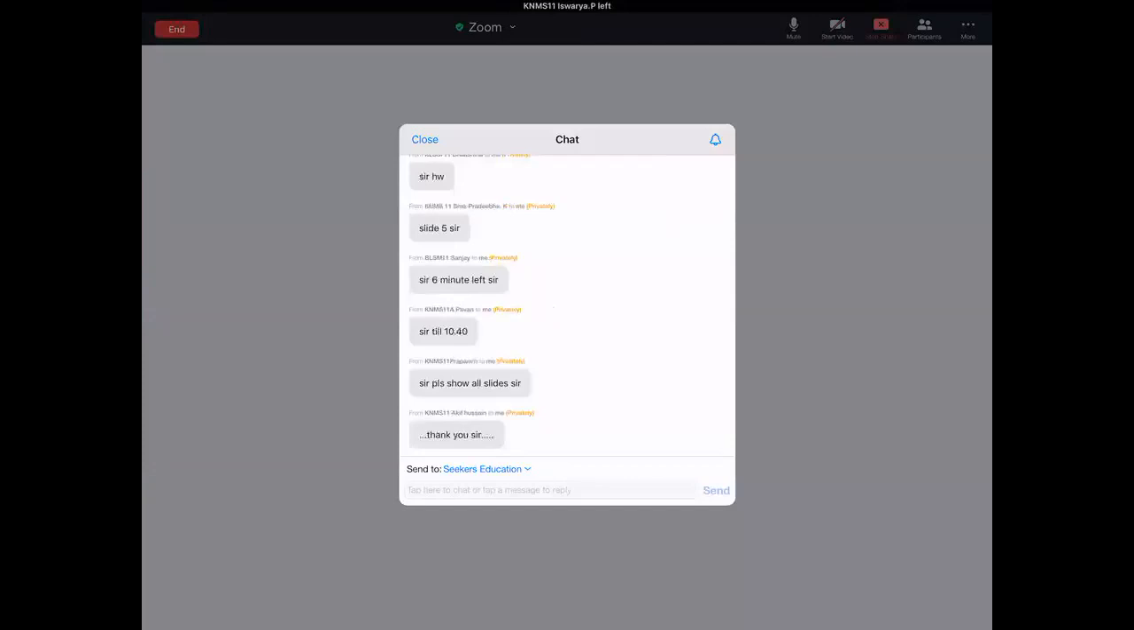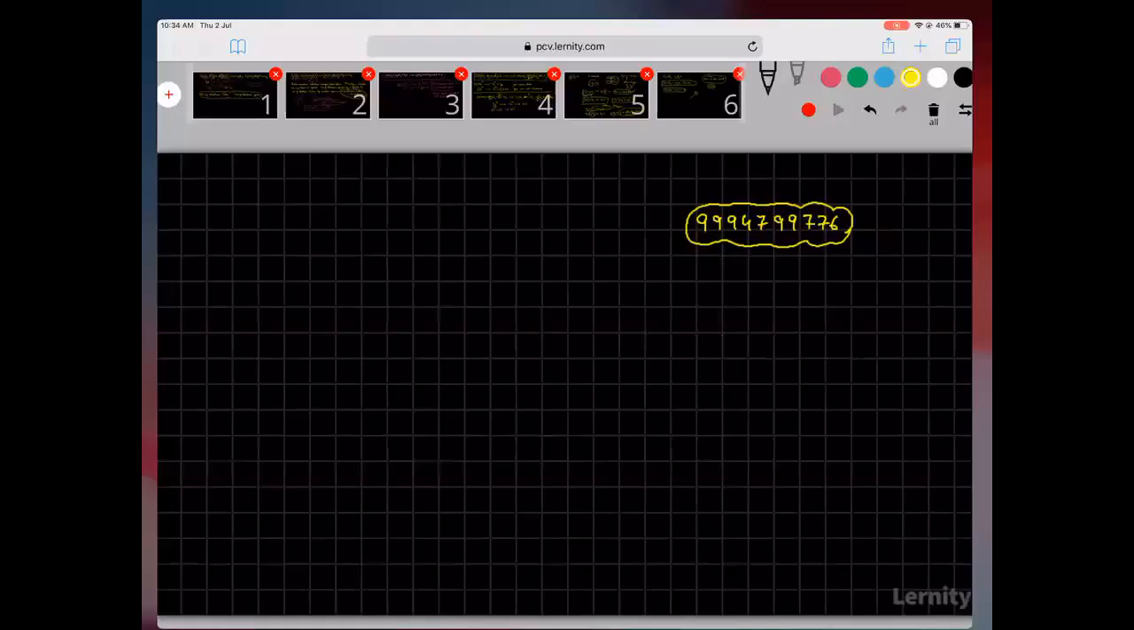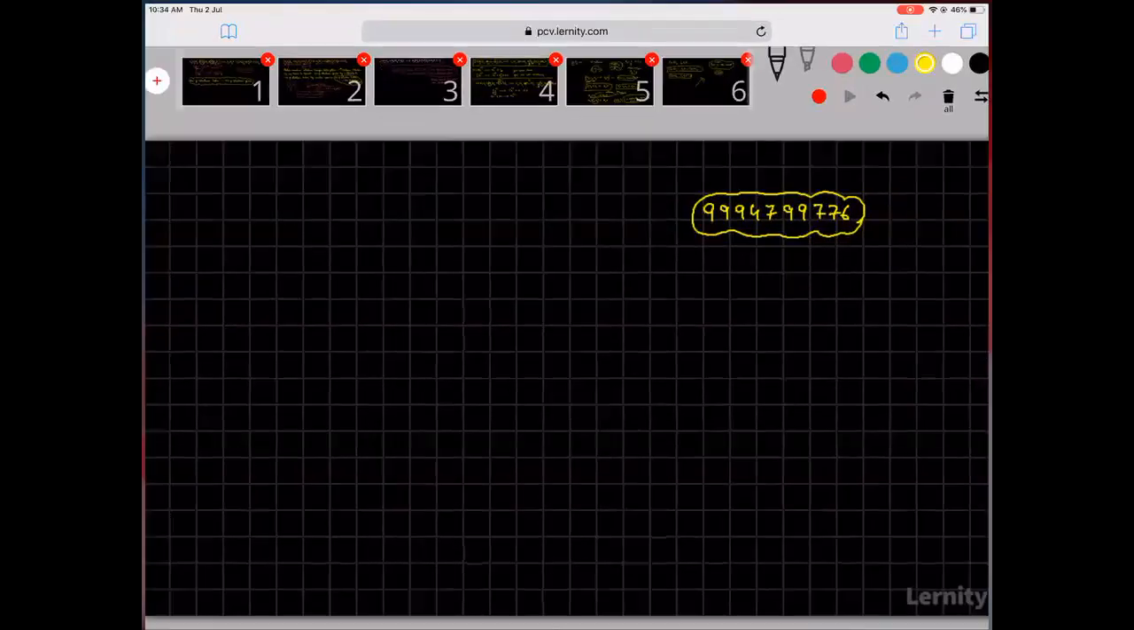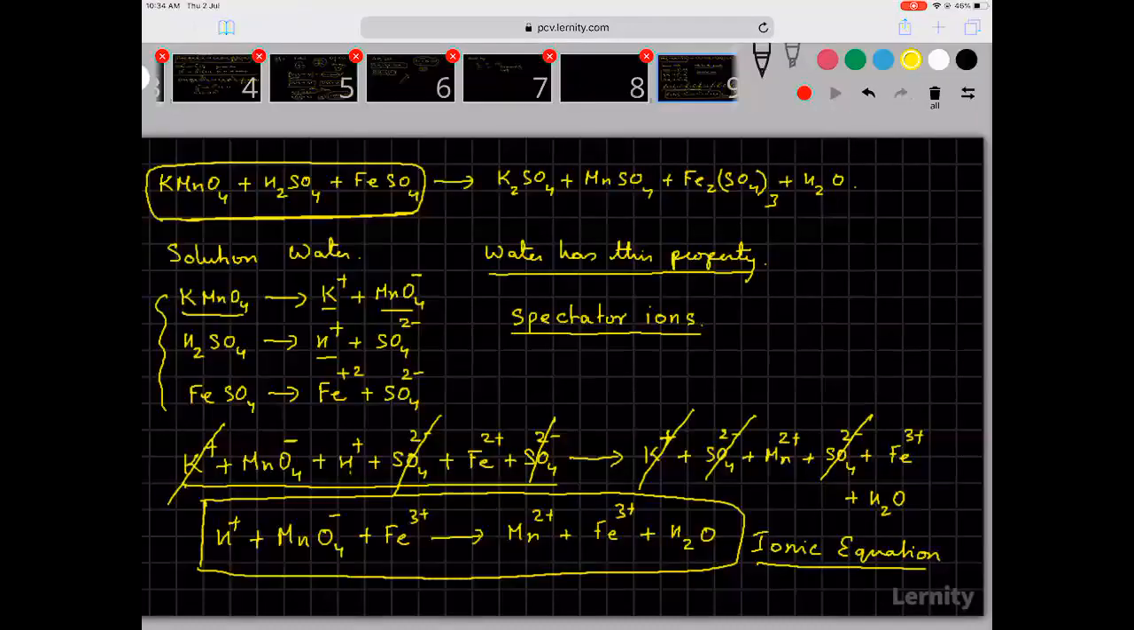So I am telling you, spectator ions are those ions which do not participate in the reaction. They are just present. So on the left side here you have K+, on the right side also it is K+, there is no change in it. So spectator ions are those ions which do not change. The way they are on the left side, the same way they are there on the right side. So we can't even say that they have participated in the reaction.